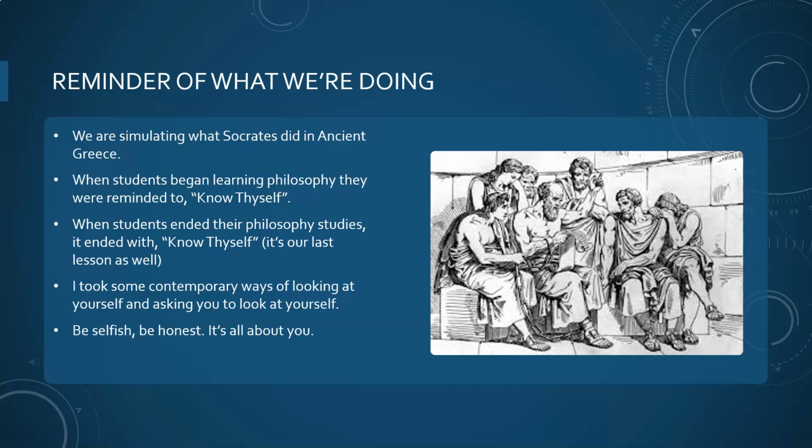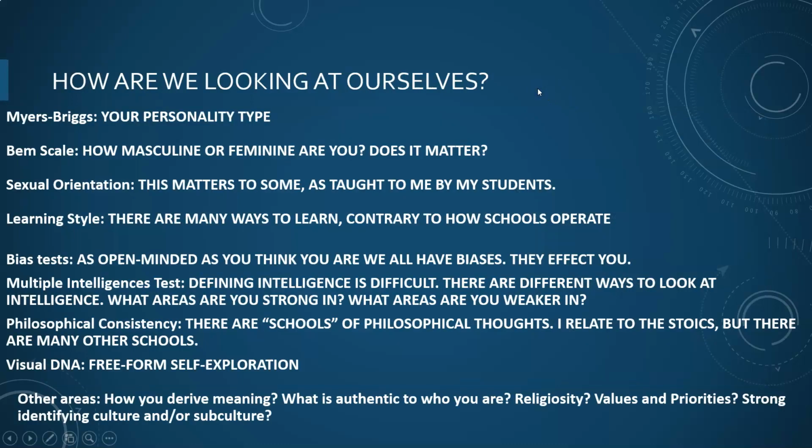And we are going to use contemporary ways of looking at yourself. And that's what I'm asking you to do. I want you to be selfish and honest to goodness. This is all about you. So we are looking at ourselves with this list: Myers-Briggs, Bem Scale, sexual orientation, learning style, bias test, multiple intelligences, philosophical consistency, visual DNA, and any other areas.